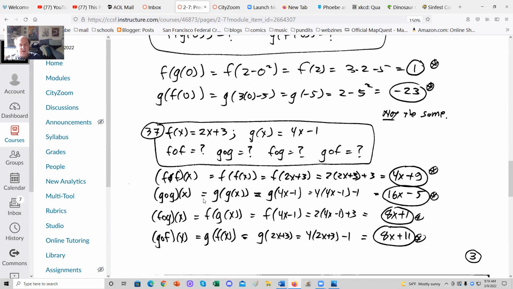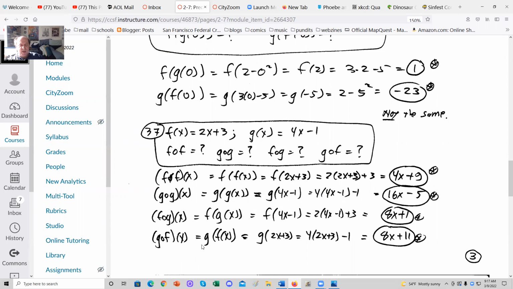g of g of x is g of 4x minus 1, and g of anything is 4 times it minus 1. So 4 times 4x minus 1, that minus 1. And after a bit of algebra, that's 16x minus 5. f of g of x is f of 4x minus 1. f of something is twice that thing plus 3. So twice 4x minus 1, that plus 3. With a bit of algebra, you get 8x plus 1.